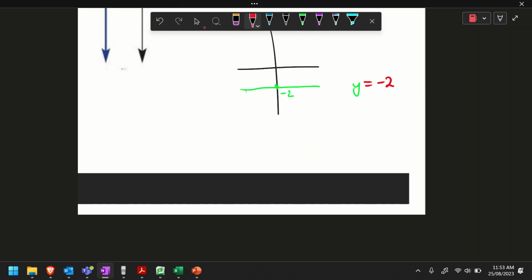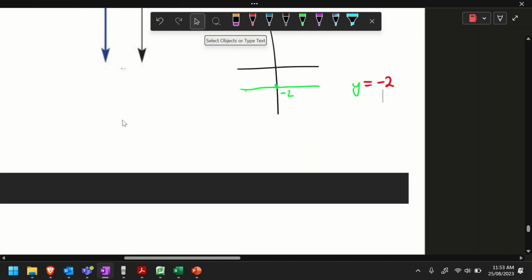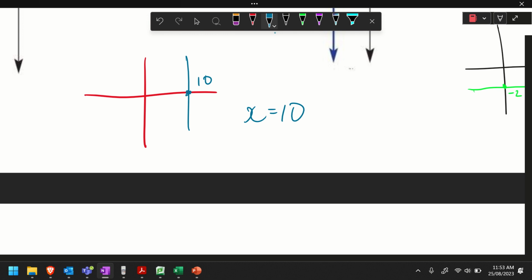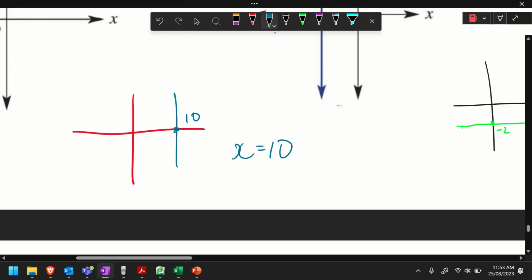Okay, nice and easy. If it was a vertical line, let's make another one. Like there, and that was like 10. What would this be, Sienna? X equals 10. There you go. Not hard, yeah? Those are the two equations that we can figure out easily, the X and Y lines.